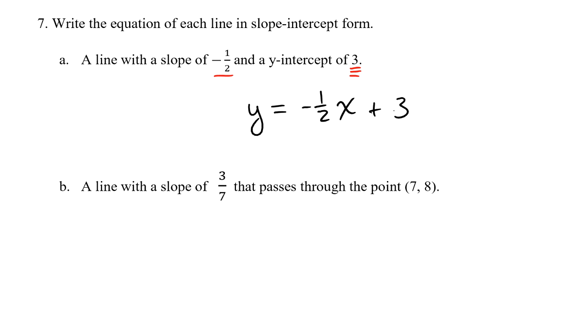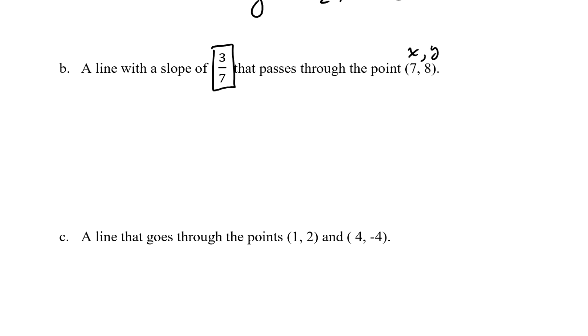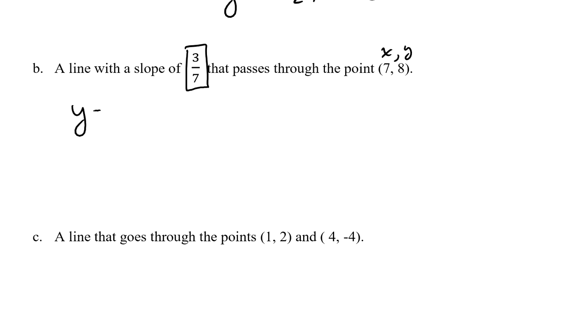The next one says, write the equation of a line with a slope of 3/7 that passes through the point (7, 8). The thing that we've been doing repeatedly both semesters is, if we look at this point, it contains an x and a y, and we also know the slope. So if we consider the equation of a line in this form, y equals mx plus b, we know a y value: the number 8, so we can write 8 in for y.